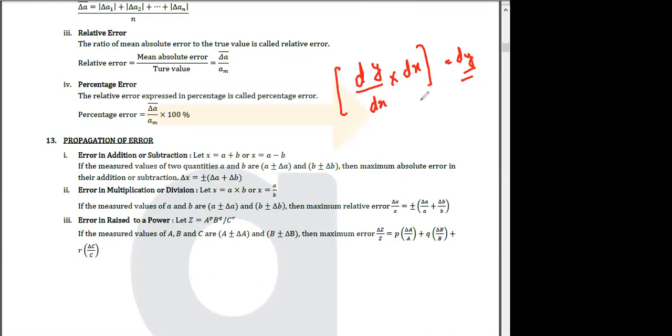Yes or no? Raise your hand. I want the change in y. Can I write it like this? dy by dx into dx, the change of y with respect to x into dx. Agree? Okay.